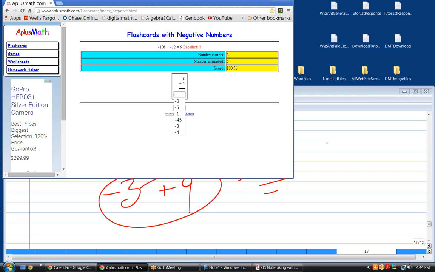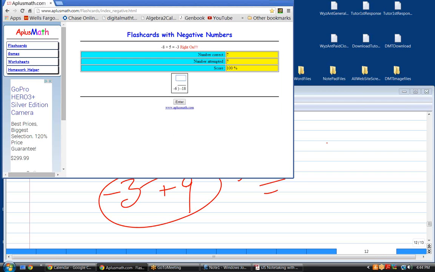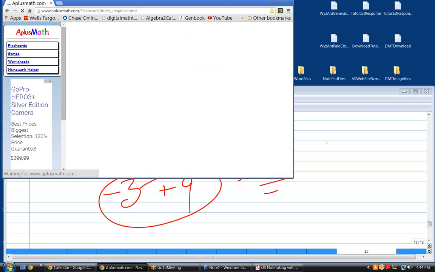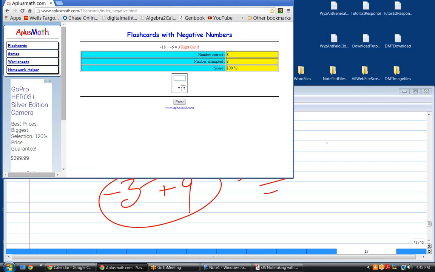-3. Positive 3. 1. Negative into a positive is what? Negative. Remember that, hold on a moment.